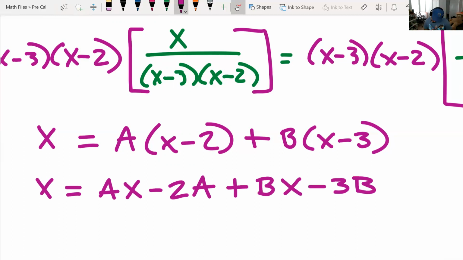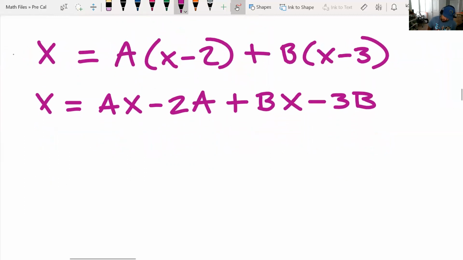Bx minus 2a plus bx minus 3b. Watch your math, because this is a long process and you do not want to mess up one number. Okay. And then what I'm going to do is on the right side, I'm combining like terms, like variables.